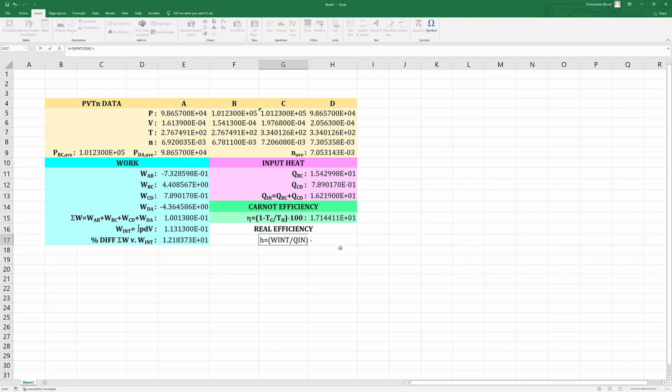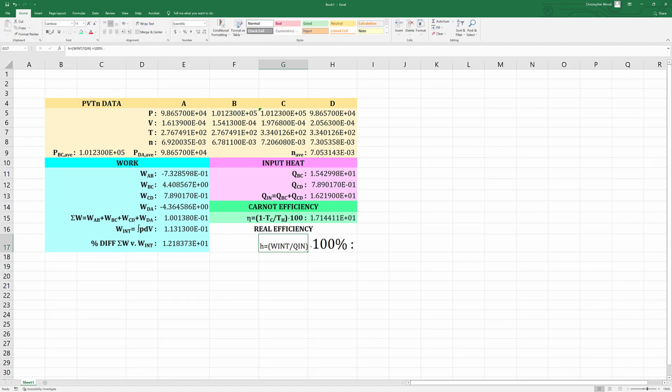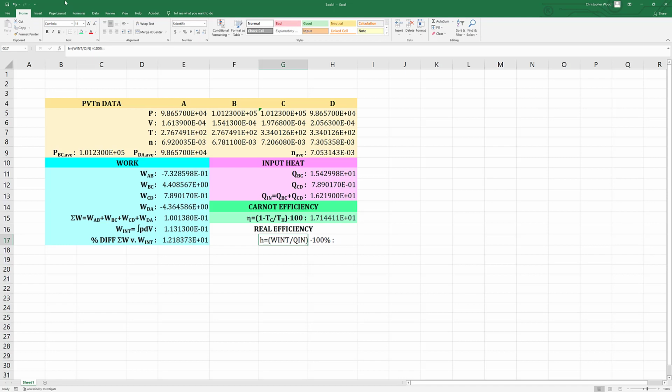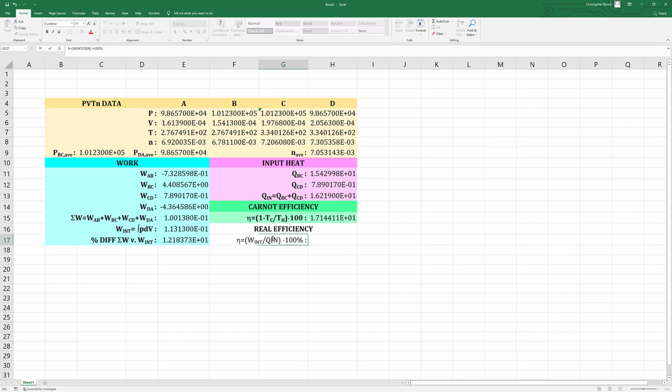Then specify 100%, space colon, and I can see I have some font weirdness going on. So I'm going to just click Home, specify font size, right justify, change the font for the H, lowercase h. Font is now changed to symbol. What else should I do? I should subscript the INT as usual, and the N.